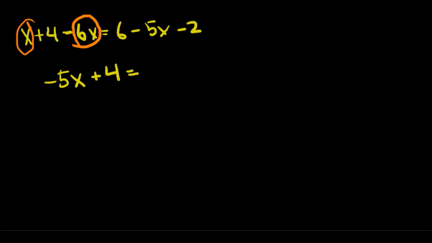And on the right side, we see that we have a 6 and a negative 2, and you're able to combine like terms, so 6 minus 2 is going to give us 4. And we keep the negative 5x. Now we want to move the x's to one side. So we're going to add 5x to both sides in order to cancel it on one side.